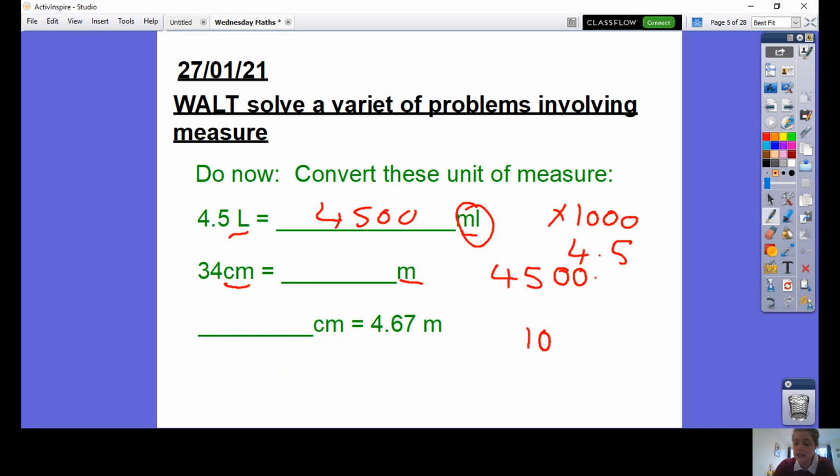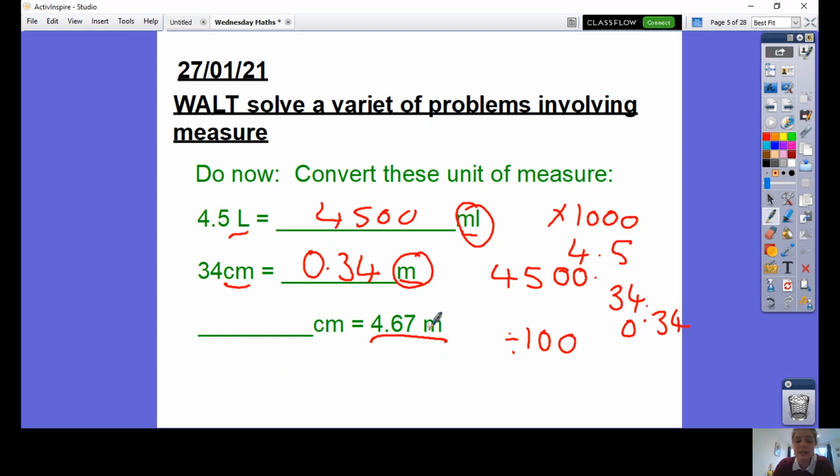Okay, for the second question, I'm converting from centimetres to metres. There are 100 centimetres in a metre, and I'm going to the big unit of measurement, so I need to divide. That's 34 divided by 100. Both of those digits need to move 2 places, giving me 0.34 metres. If you multiplied by 100, you weren't thinking carefully enough there about whether you're going to the big unit of measurement or the small one.